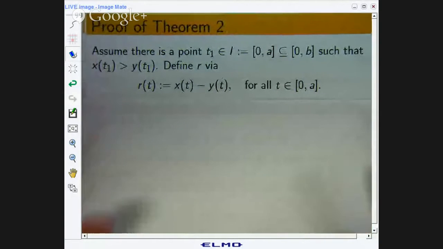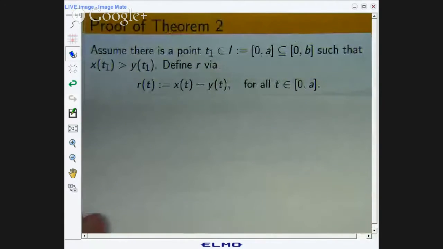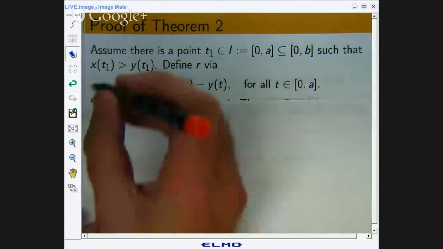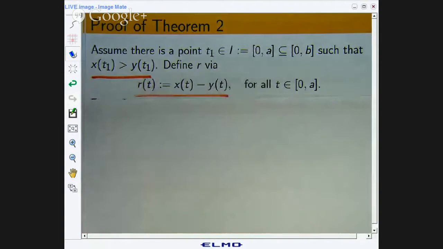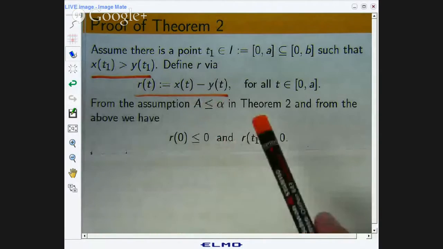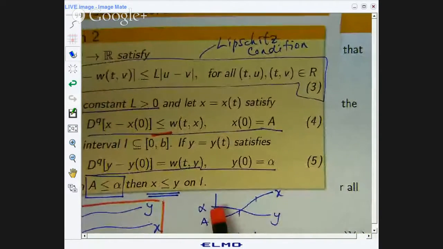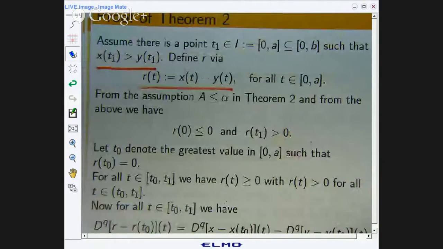So here's the proof. Assume that there is a point, T1, such that the conclusion isn't true. Okay, so that X of T1 is greater than T1. And to simplify notation, let's define R of T to be the difference, X minus Y. From this point, we know that R of 0, because this is less than or equal to 0, is less than or equal to 0, and R of T1 is positive.